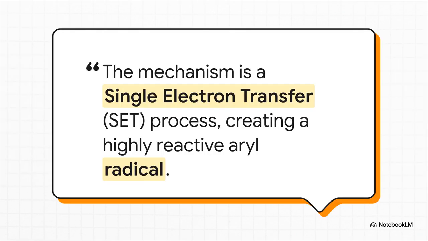So that brings us to the big takeaway here. The fancy name for this whole process is a single electron transfer, or you'll see it written as SET. That single electron from the copper creates what's called an aryl radical. Think of it as a really angry, really reactive version of our benzene ring that just needs to bond with something now. If you're going to remember one word about the mechanism, make it radical.